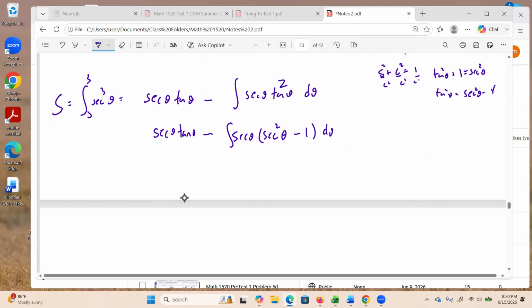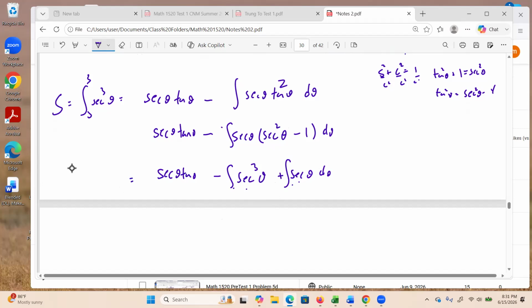So we have to clean this up a little bit. So this is going to be secant theta tangent theta minus the integral of secant times secant squared, which is secant cubed, minus times a minus is a positive, so we have plus secant theta d theta. This integral is applied to both of these pieces here. So actually, I'm going to distribute it. Just go ahead and write it that way.